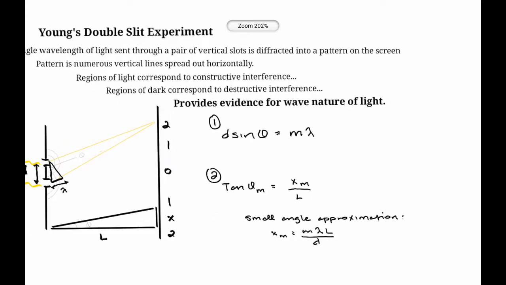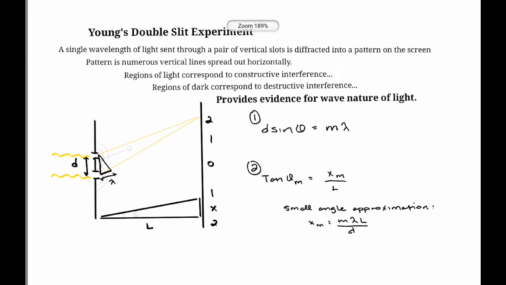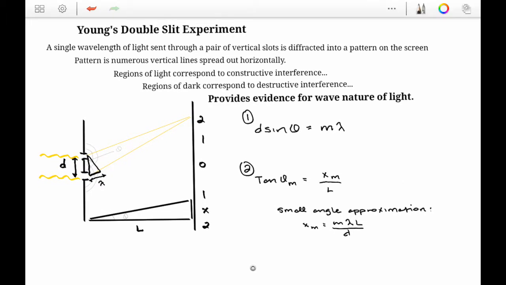Young's double slit experiment. This was an extraordinary experiment that provided a lot of evidence for the wave nature of light. I'm sure you're going to learn that there's a theory that light can exist as both a particle and a wave. That's the wave-particle duality nature of light.